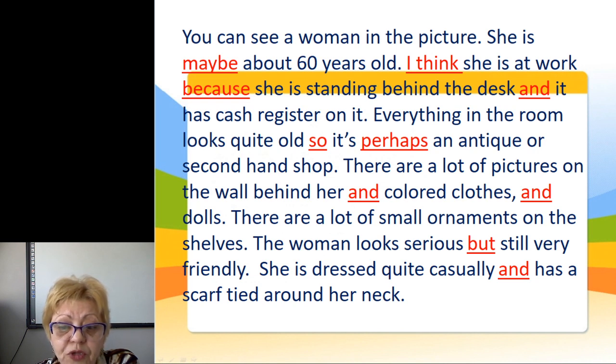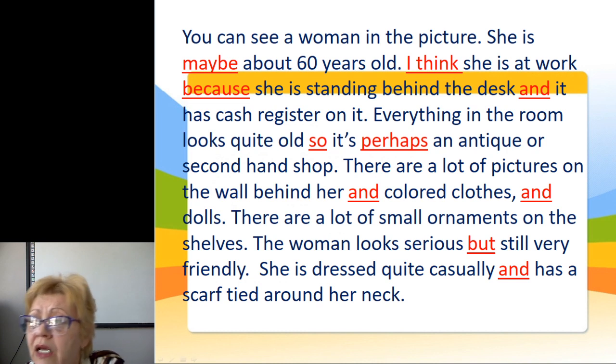There are a lot of pictures on the wall behind her and colored clothes and dolls. There are a lot of small ornaments on the shelves. The woman looks serious but still very friendly. She is dressed quite casually and has a scarf tied around her neck.